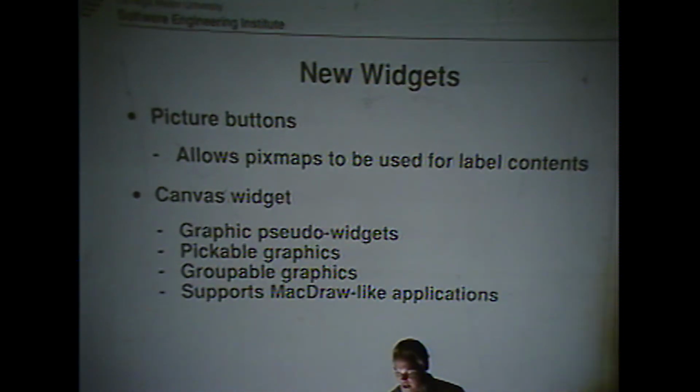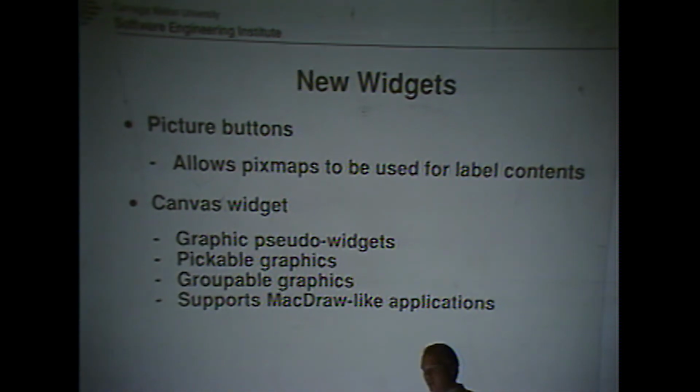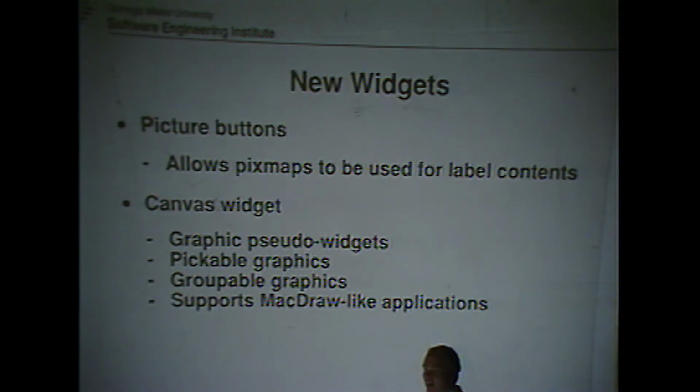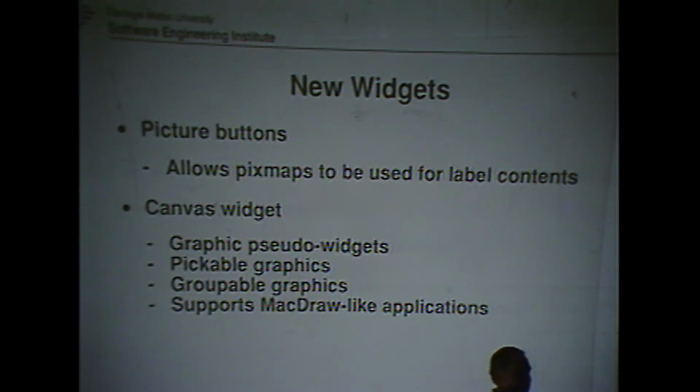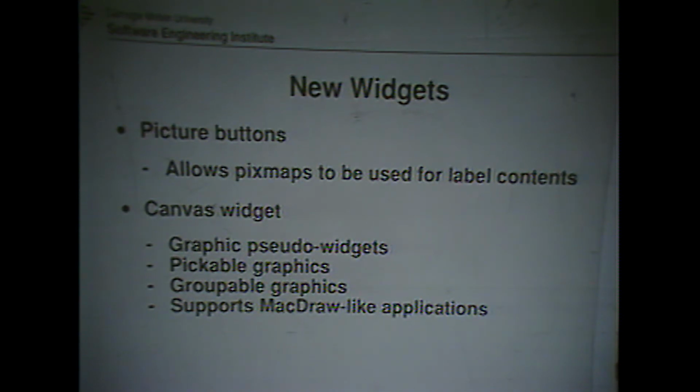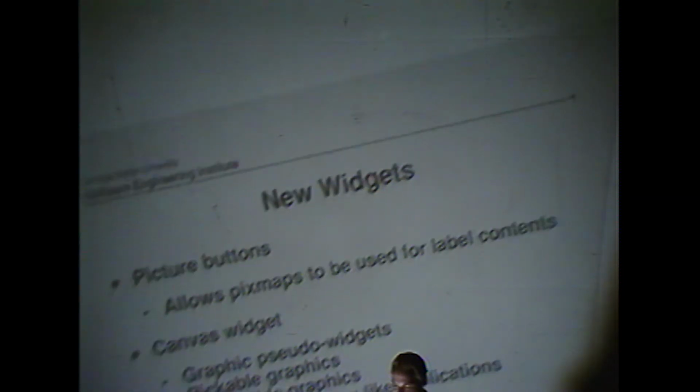The new widgets I needed, again, were picture buttons, because I wanted pixmaps for label contents, and the other one was, I call it a canvas widget. The idea is I want to do ad hoc graphics. I want to do lines, I want to do circles, I want to do rectangles that aren't windows, I want to do all that kind of good stuff. Not only that, I want to be able to pick the individual graphic primitives that I create, and I also want to group them together in GKS-like segments, maybe even hierarchies of segments and all this other kind of good stuff, so that we can draw good user interfaces, and not only that, it'll end up supporting Mac Draw-like applications fairly well. So those are the two new widgets I expect to come out of the project.